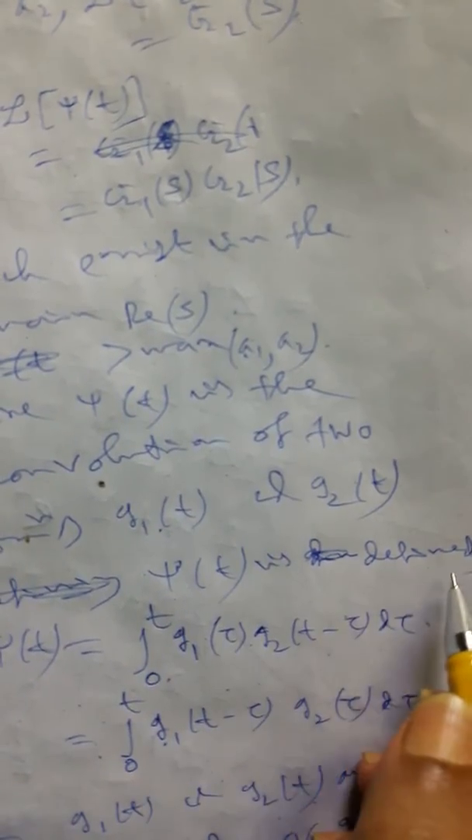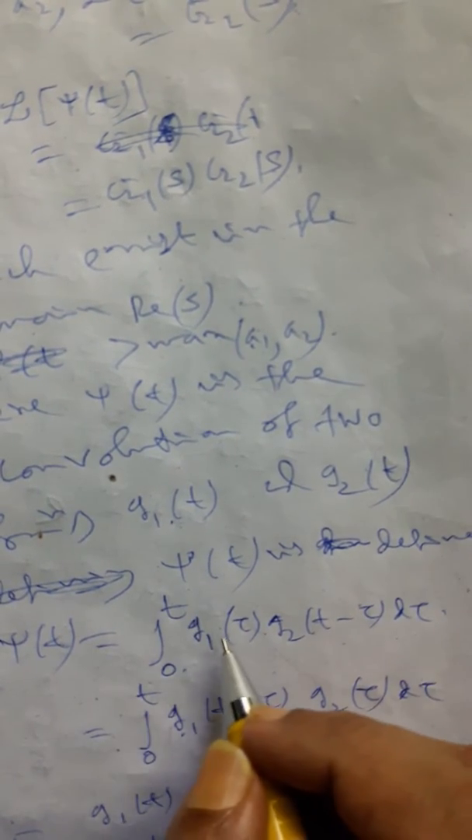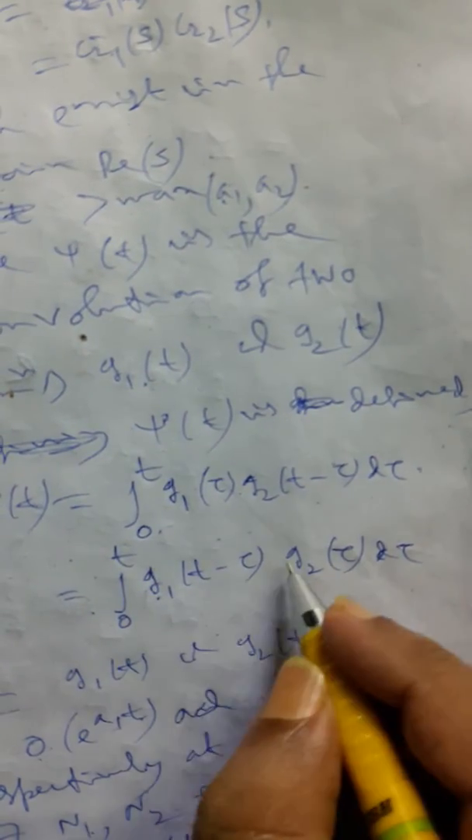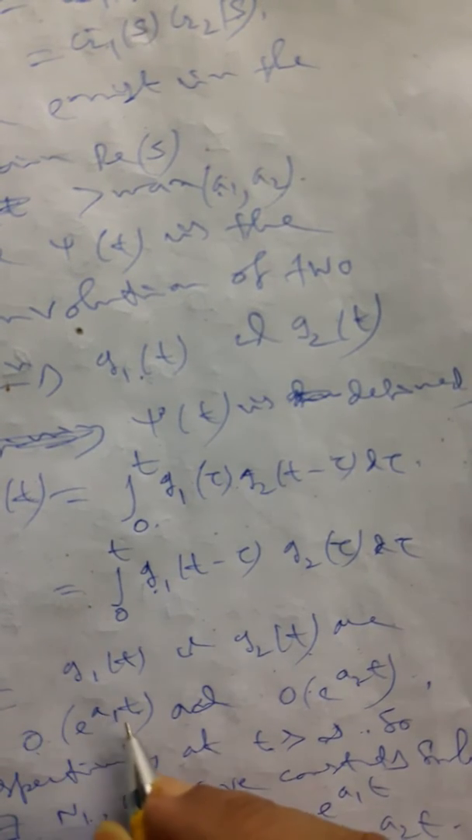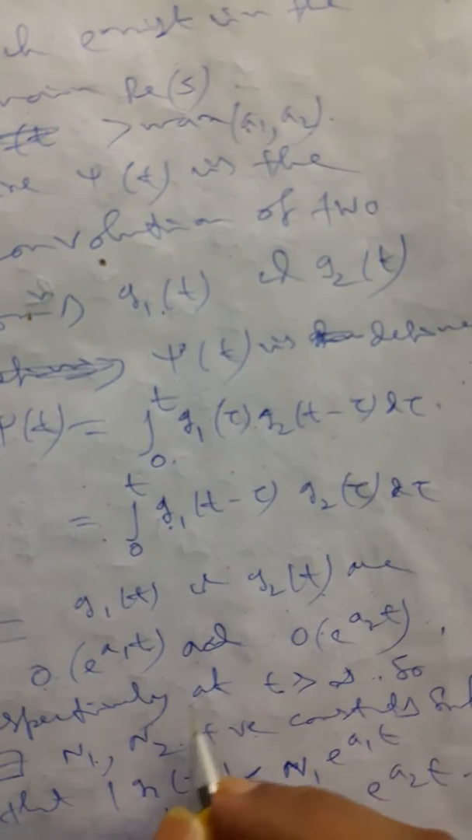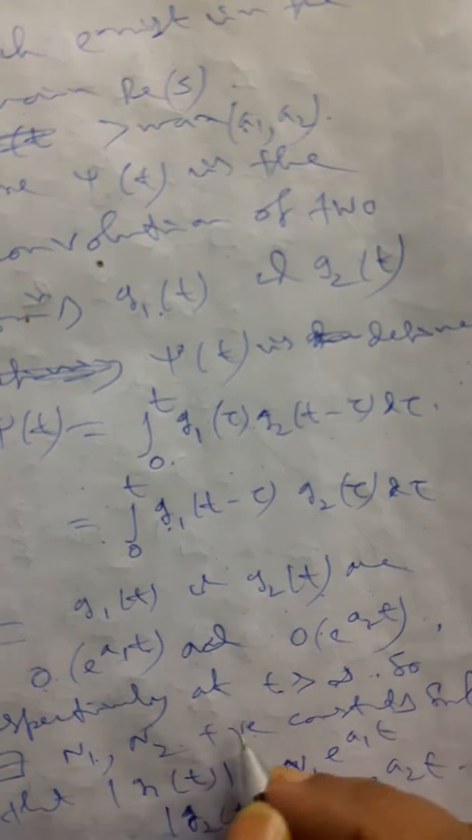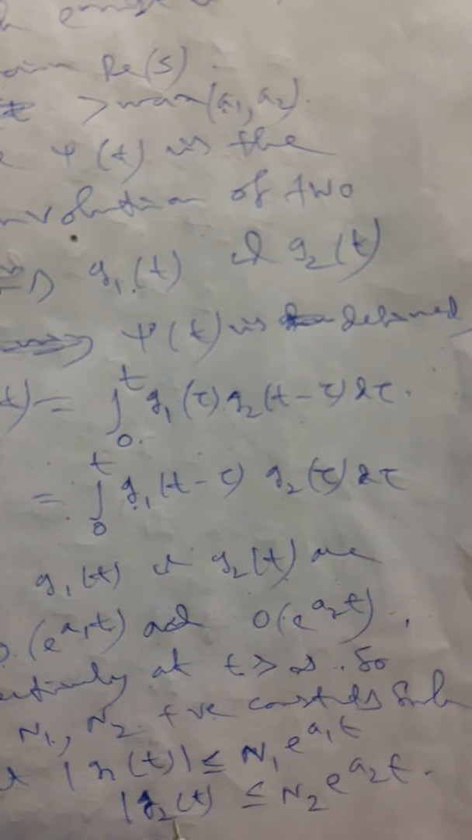Psi(t) is defined by psi(t) equals the integral from 0 to t of g1(tau) g2(t minus tau) d tau, alternatively the integral from 0 to t of g1(t minus tau) g2(tau) d tau, where g1 and g2 are of exponential order, of order e to the power a1 t and order e to the power a2 t respectively, as t tends to infinity. And so there exist two constants N1 and N2 such that mod of g1(t) is less than or equal to N1 e to the power a1 t, and mod of g2(t) is less than or equal to N2 e to the power a2 t.